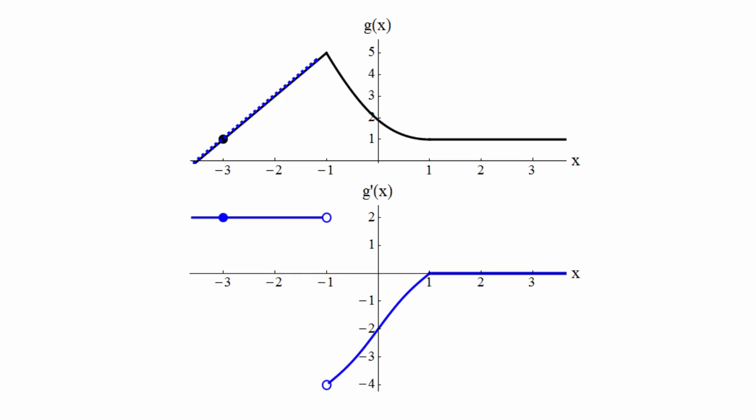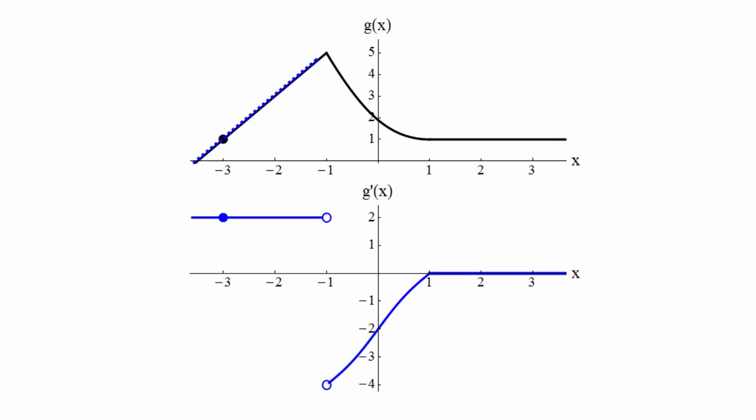So here we go again. Once again, we've got our function g on the top. We've got g prime on the bottom. Let's do this. So we see here at -3, our tangent line has a slope of 2. So that's our y value down below.